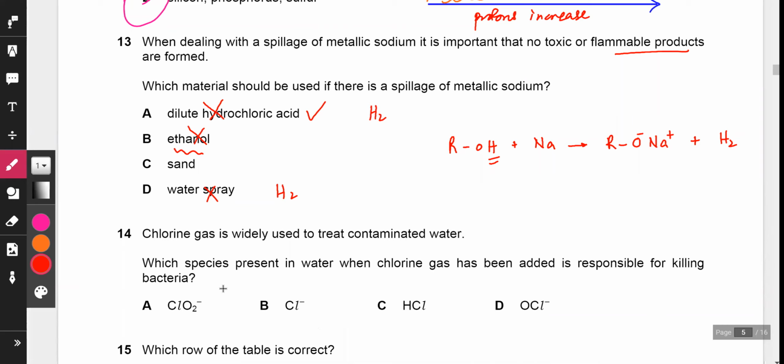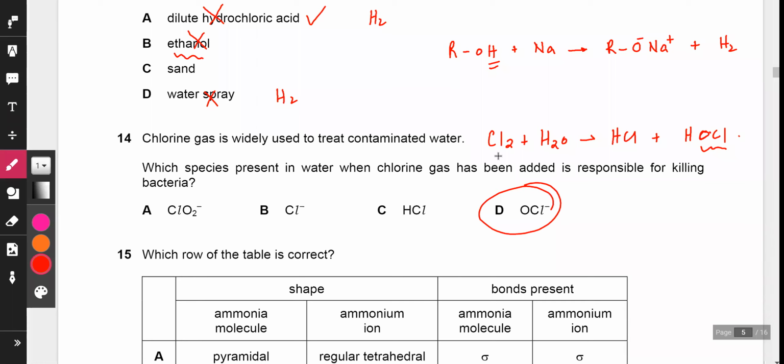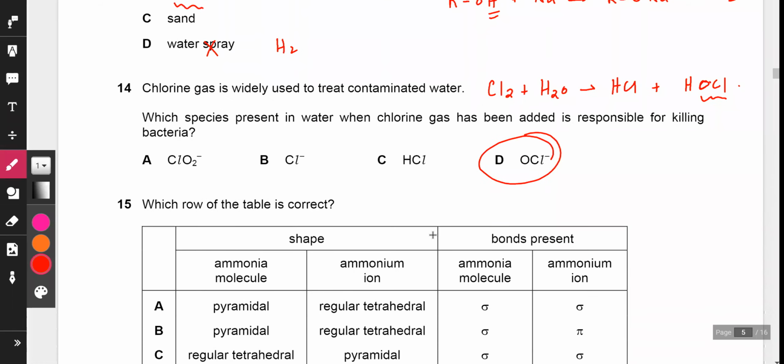And the next one is, chlorine gas is widely used to treat contaminated water. With species present in water when chlorine gas has been added, it is responsible for killing of bacteria. When you add chlorine, this is again a reaction that I've written down in the notes. Cl2 with water would produce two acids. One is going to be HCl and the other one is going to be HOCl. So the ion that's responsible for killing bacteria is the OCl minus one ion. This is the hydrolysis of chlorine by water.